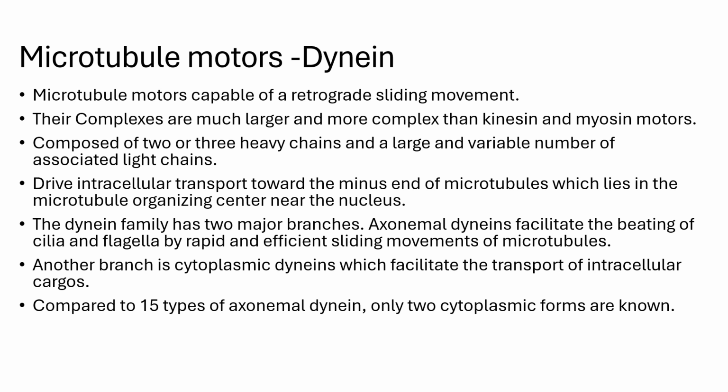The dynein family has two major branches. Axonemal dyneins facilitate the beating of cilia and flagella by rapid and efficient sliding movements of microtubules. Another branch is cytoplasmic dyneins, which facilitate the transport of intracellular cargoes. Compared to 15 types of axonemal dynein, only two cytoplasmic forms are known.